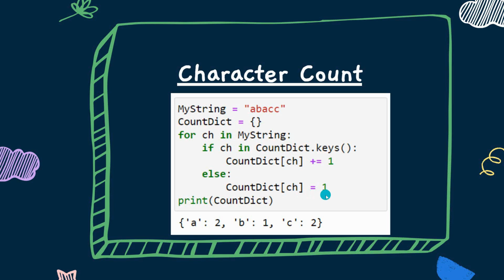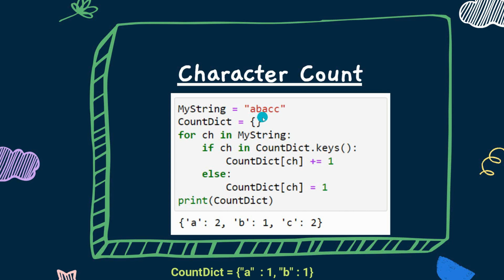Now if you observe this example, in the first iteration ch will take A. Initially the count dictionary is empty, so ch is not present in the dictionary keys. Then automatically the else block will get executed, and the dictionary will get a new item with A as key and 1 as its value. In the next iteration, ch will take b. In this case also, b is not present in the keys of the dictionary, so a new item will be created because of this else block with b as key and 1 as its value.